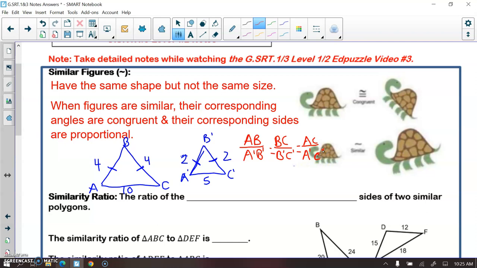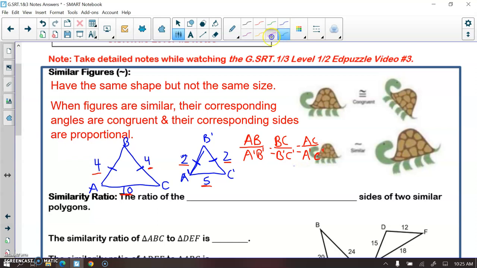Because again, if I did AB over A prime, B prime, that would be 4 divided by 2, which is a 2. If I did BC divided by B prime, C prime, 4 divided by 2 is also a 2. And if I did AC divided by A prime, C prime, 10 divided by 5 is also a 2. So that's what it means for side lengths to be proportional.